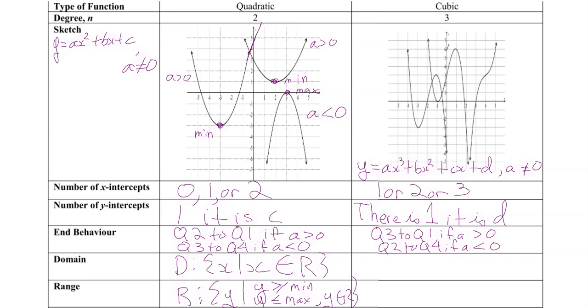So if it's just y equals 3, the y-intercept is 3. If it's y equals 2x plus 3, the y-intercept is 3. If it's y equals 7x squared minus 3, the y-intercept is minus 3. So there is one y-intercept. It is always the constant term.